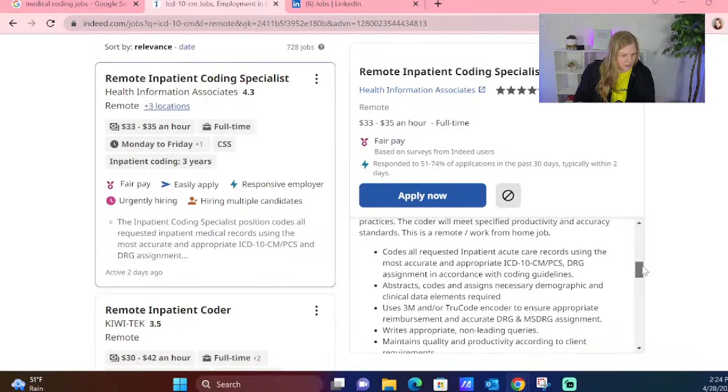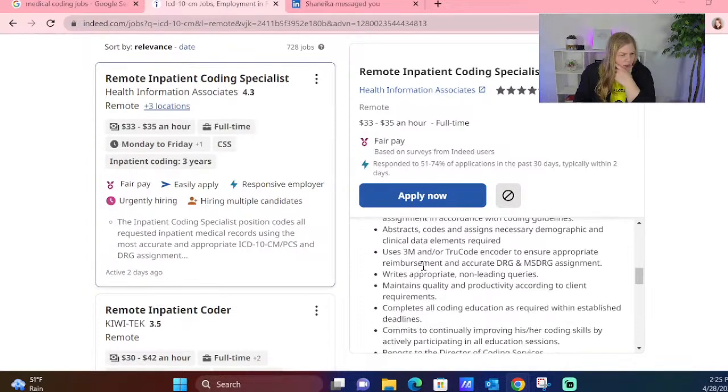So if we look at this, the bullets give us a listing of what this job is going to entail. Coding all requested inpatient acute care records using the most accurate and appropriate ICD-10-CM and DRG assignment within coding guidelines. You're going to be extracting codes, assigning necessary demographic and clinical data, and you're going to use the 3M and TrueCode encoder. So you need to know what an encoder is, right? An encoder is a program that helps you with code assignment.